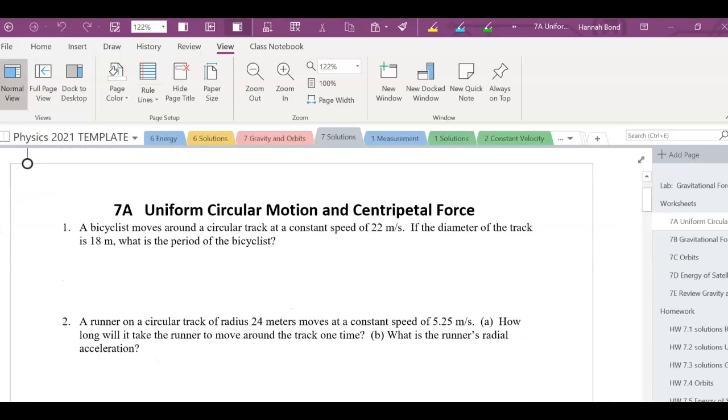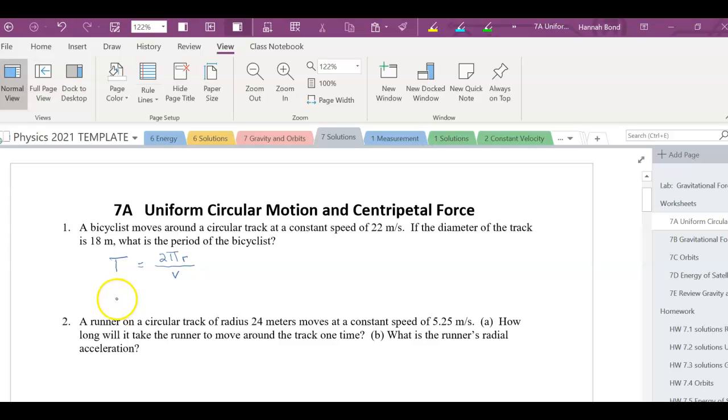First we have a person on a bicycle moving around a circular track at a constant speed of 22 meters per second. The diameter of the track is 18 meters, and we'd like to find the period of the bicyclist, which means how much time it takes them to move one complete trip around the circle. We have a formula for that, which says that the period, T, equals 2 pi r, that's the circumference of the track, divided by the velocity.